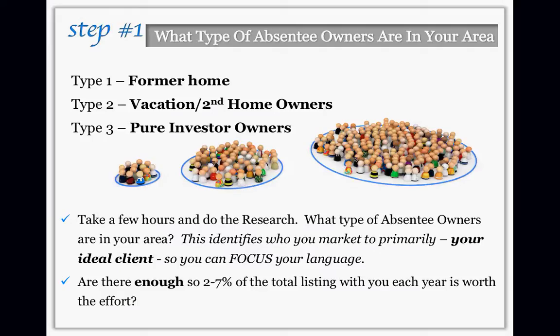Then we have type 2, which are vacation or second home owners. Those are your resort areas mostly. And type 3 are pure investor owners. They bought it as an investment and they're using it as an investment vehicle.